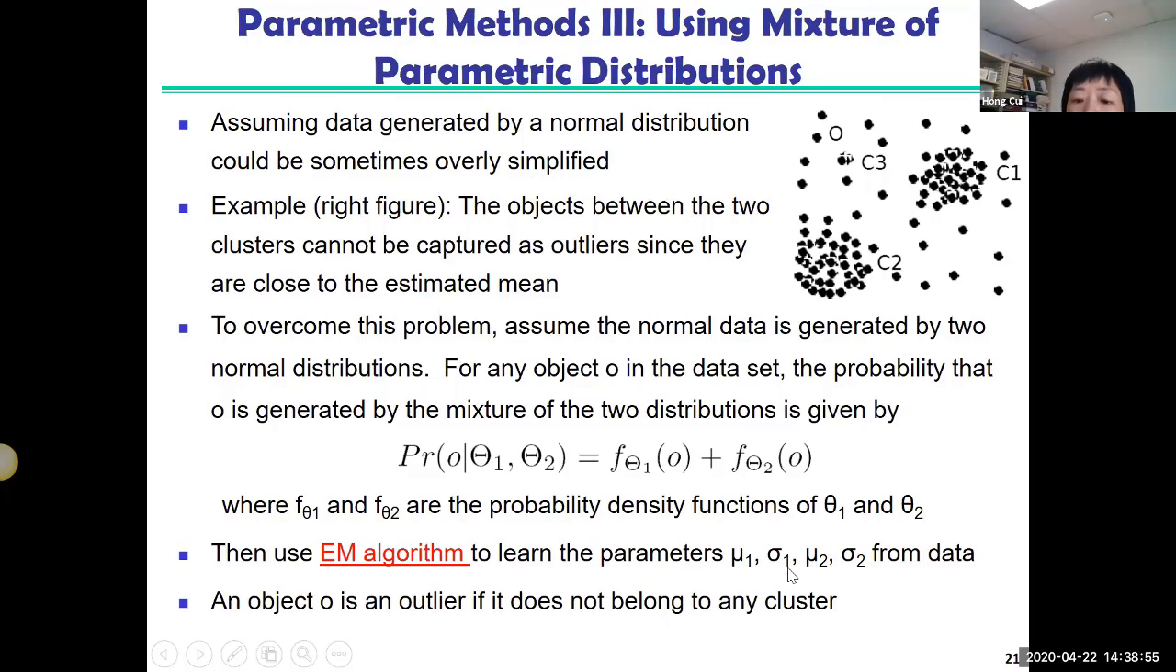Given a set of training examples, the algorithm can learn the set of parameters that we need for each of the distributions. Once we have those distributions, just like what we did with density estimation, we can add them up to get the mixture of the two distributions. And then we can compute the probability for this data observation to be generated by these two distributions. Data points with very low probability will be considered outliers.